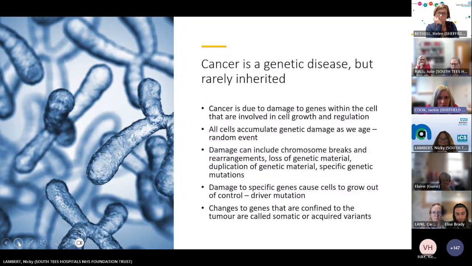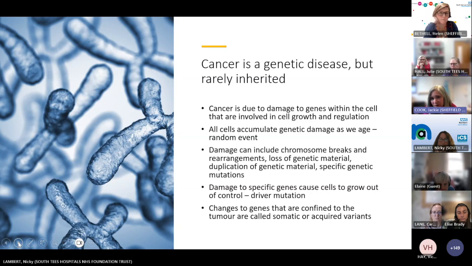Now, there's nothing unusual about cells accumulating genetic damage, because that happens to all of us. And it's why we don't look the same at 60 as we did at 20. It's because we are accumulating genetic damage within all of our cells, some of which is repaired, but some of which isn't. And that genetic damage is just a random event that happens to all of us.